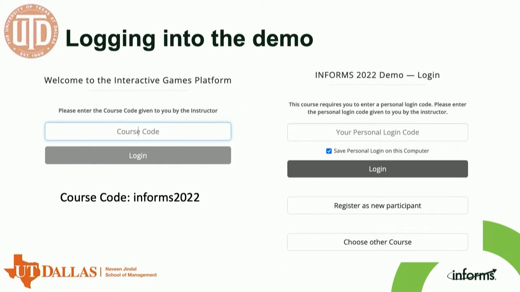Once you click the login as a student button, there will be a screen that asks for a course code. The course code for this one is Informs 2022.